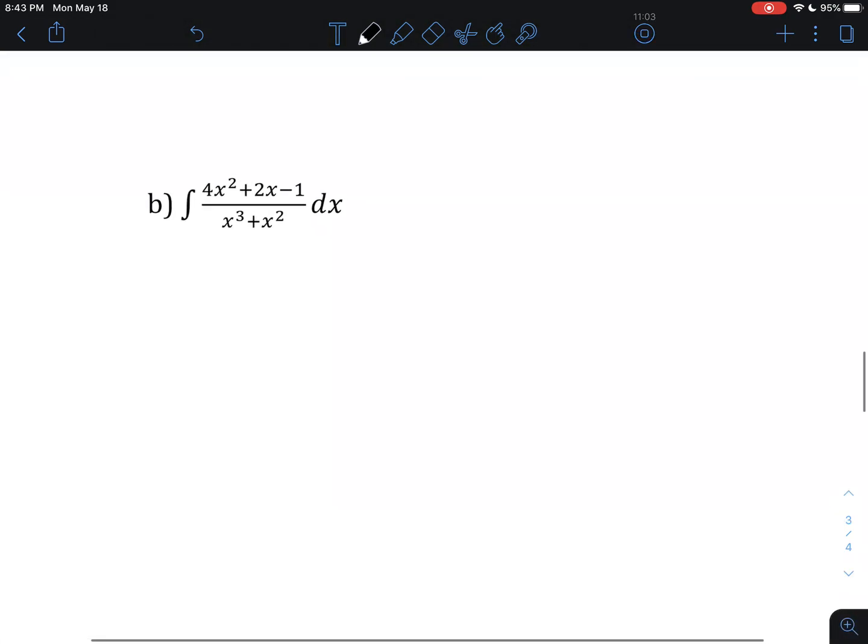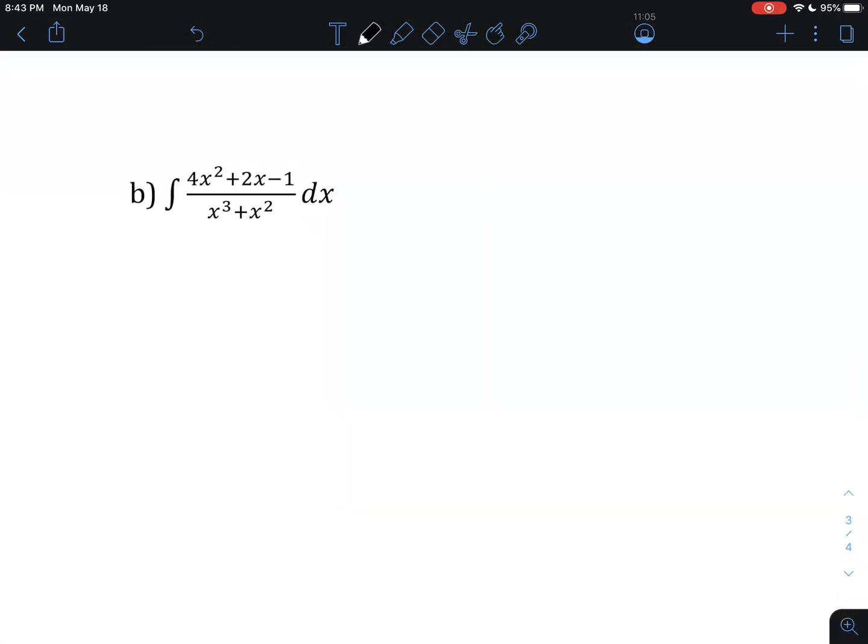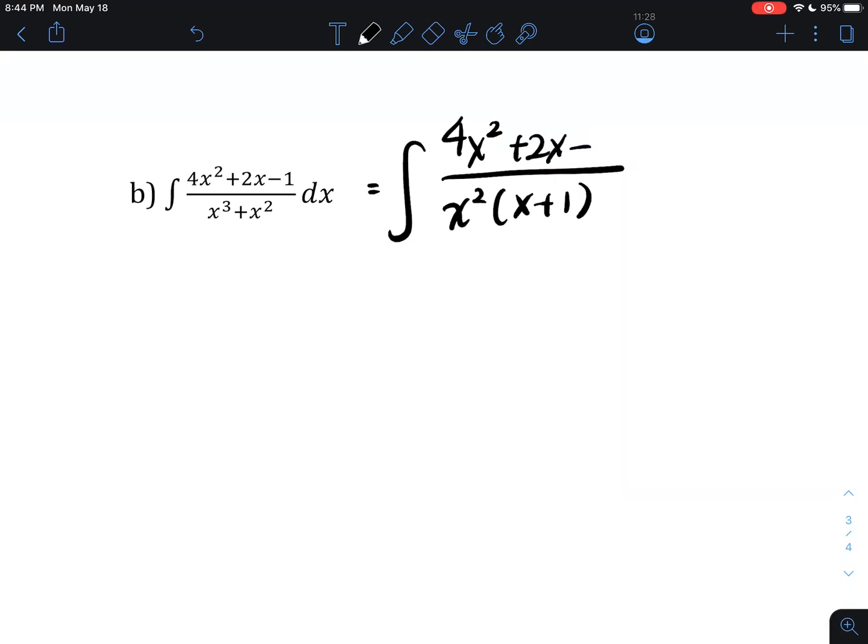So again, we need to factor the denominator. So hopefully you're saying they have x squared in common. So x squared times x plus 1 over 4x squared plus 2x minus 1 dx, sorry.